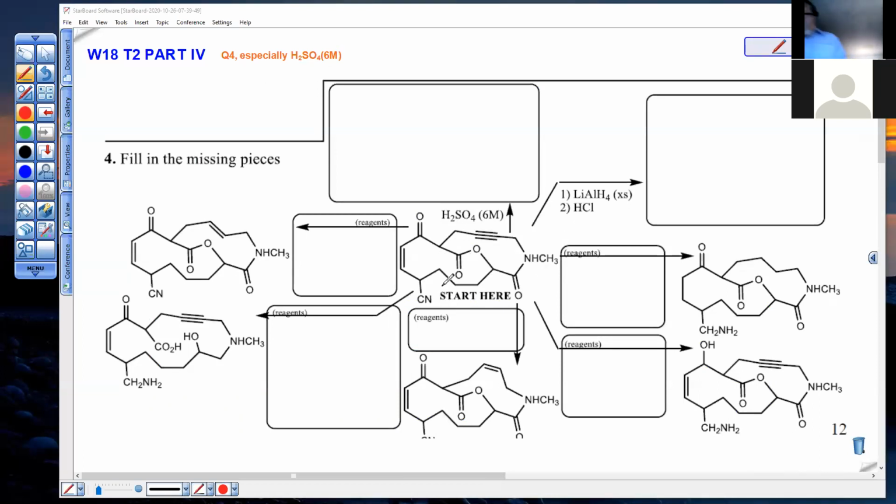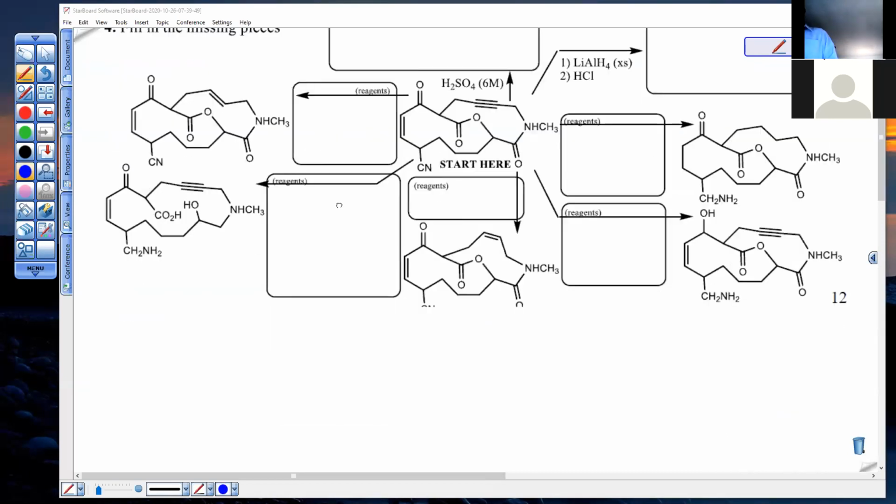You could make a good argument that 6 molar sulfuric acid has a lot of water present, and you could do hydration of the alkene and the alkyne, and I would be a very happy man. But for the majority of the points, I want you to do the hydrolyses of the derivatives of carboxylic acids. So I'll give you a couple answers. I'm going to put it outside the box, so I'll move it into the box when I'm done.